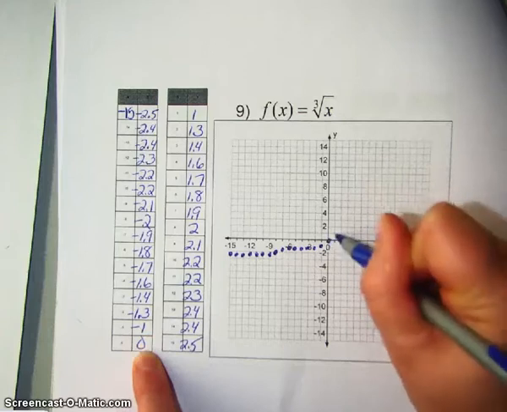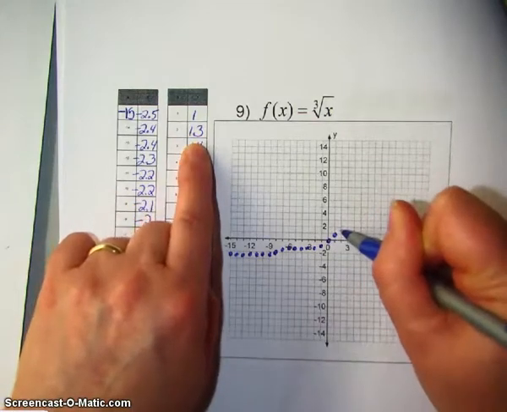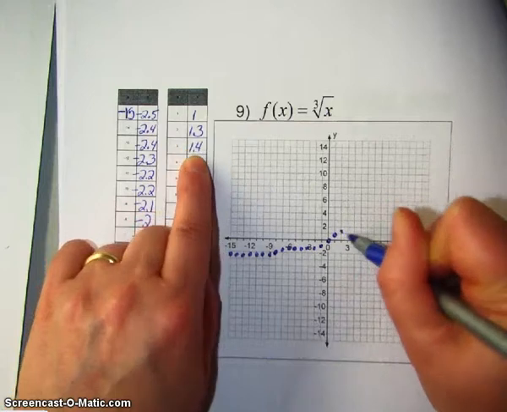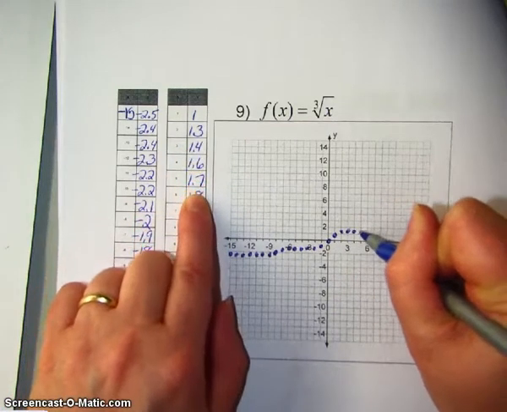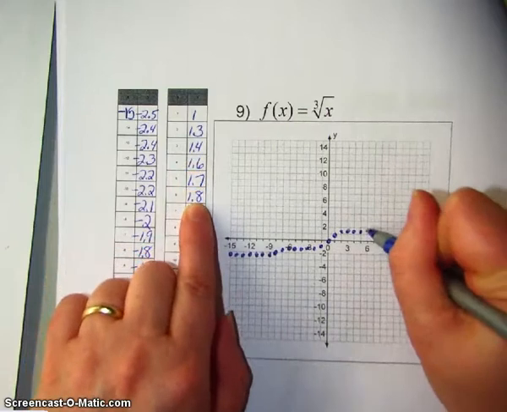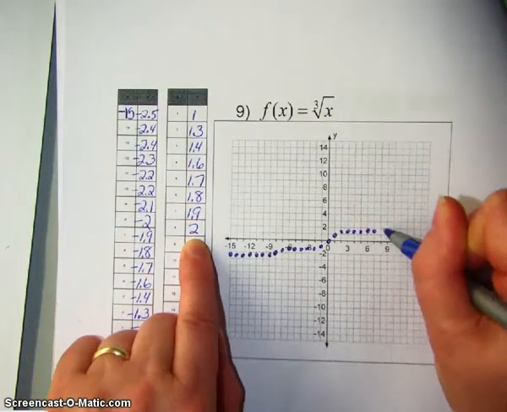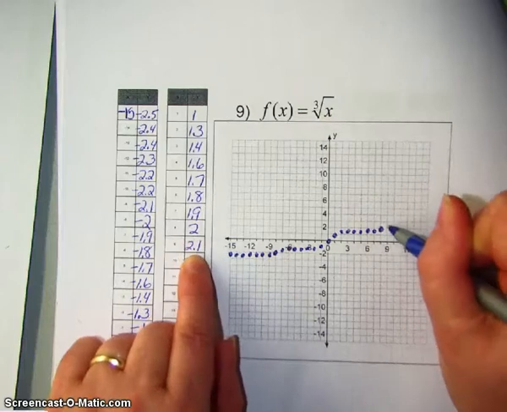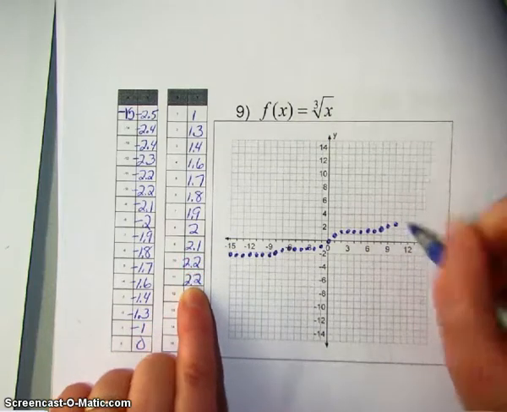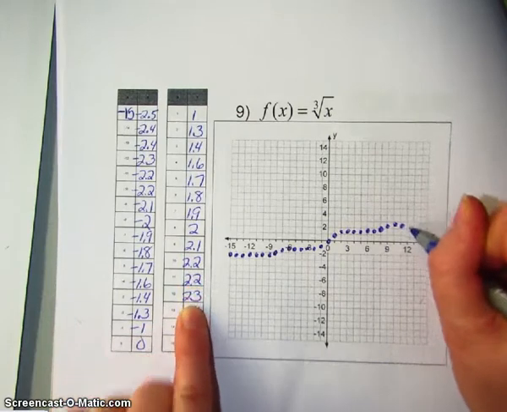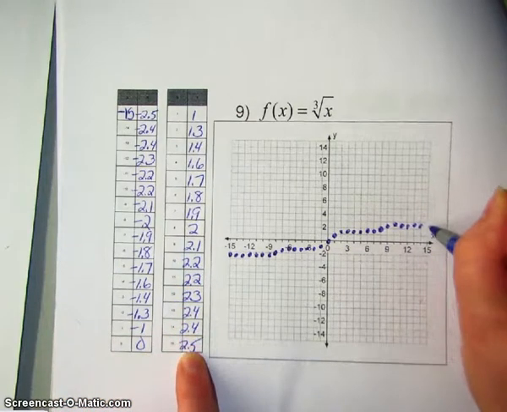0, 1. 1.3 is between 1 and 2. 1.4, 1.6, 1.7, 1.8, 1.9, 2, 2.1, 2.2, 2.2, 2.3, 2.4, 2.4, 2.5.